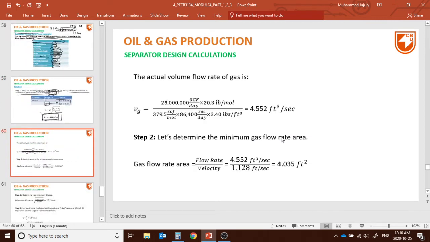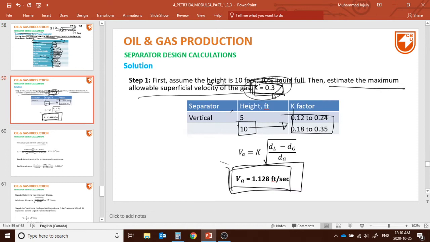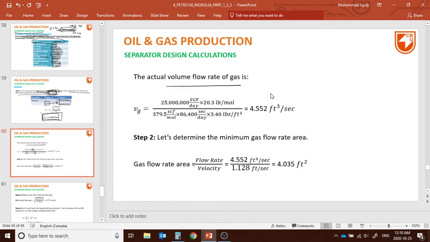Now the actual volumetric flow rate, how will we do that? The gas rate given is 25 MMSCFD. This conversion factor is very important. That means this amount of standard cubic feet per day, lb per mole, standard cubic feet per mole, seconds per day, and we have calculated the volumetric flow rate. That means cubic feet per second.